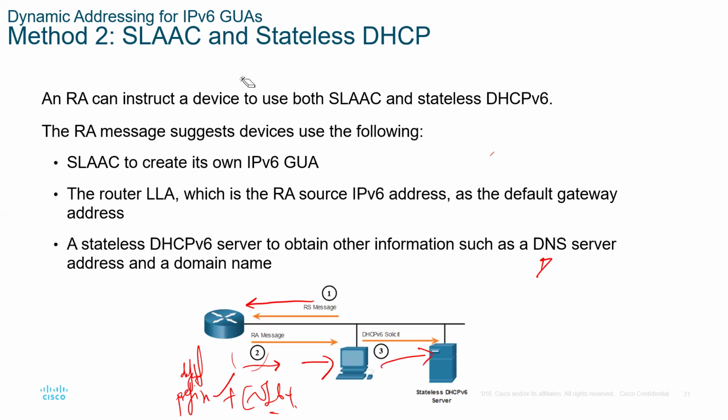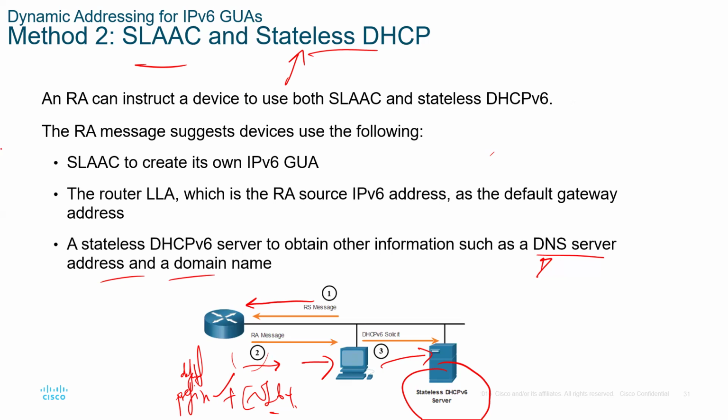So this is stateless DHCP plus SLAAC, basically. So SLAAC, as per method 1, plus DHCP. The reason why it is stateless again is because the server is not monitoring my IP addresses. The server is only there to give extra information, your DNS server address and the domain name, or any other domain name for that matter. So basically, SLAAC plus stateless DHCP, that's how it works.